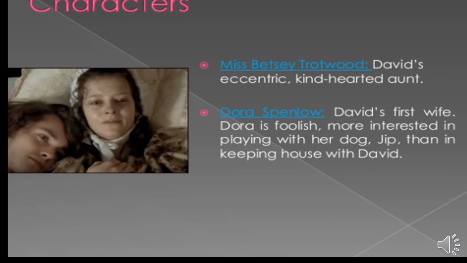We have also Dora Spenlow. Dora is David's first wife, the daughter of Mr. Spenlow, the lawyer where David was training to be a lawyer. A very beautiful girl, but very passive and weak in character, like David's mother. Learning cooking gave her a headache. Dora was empty-headed, spoiled and careless, yet Dora loved David. Dora asked Agnes on her deathbed to take care of David and marry him.